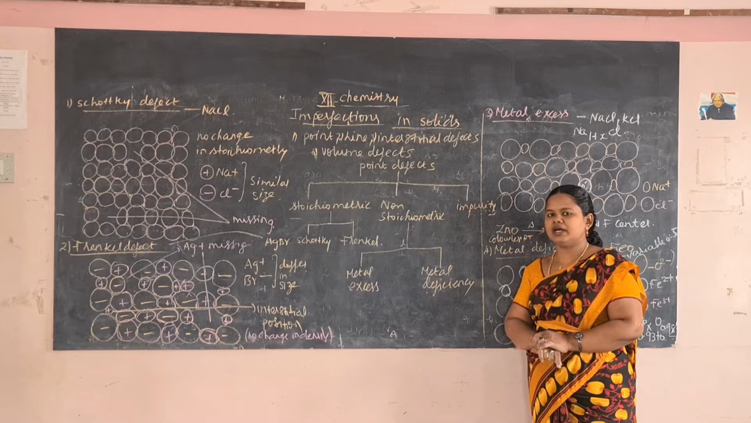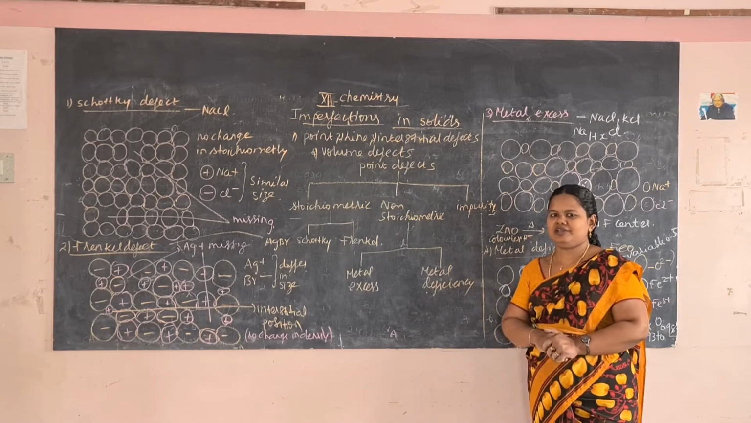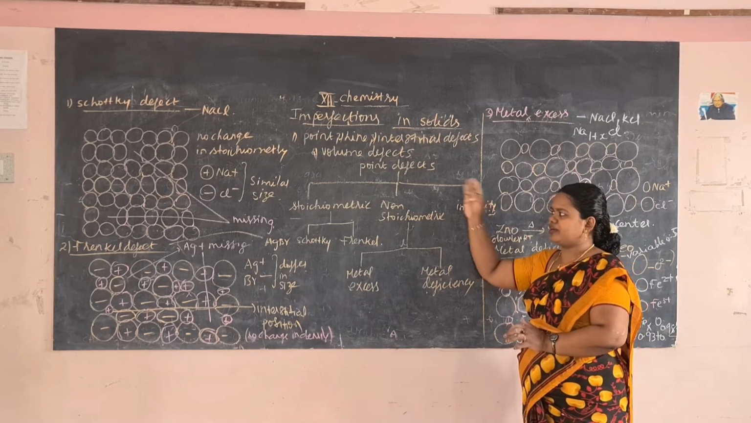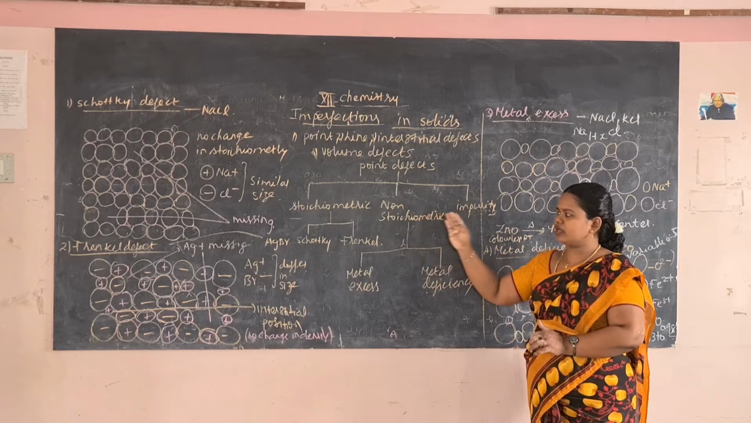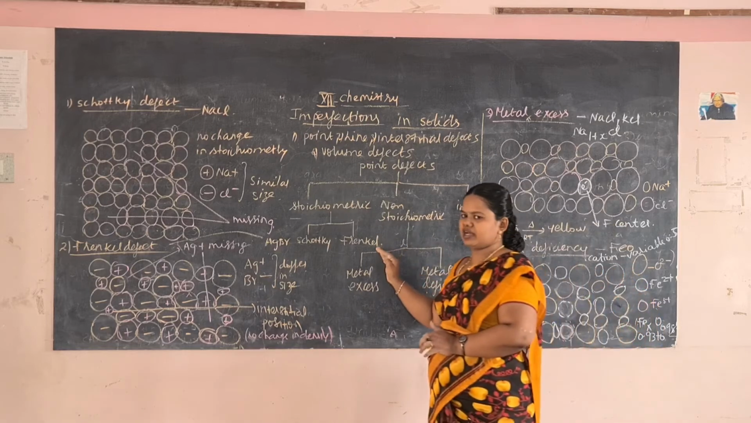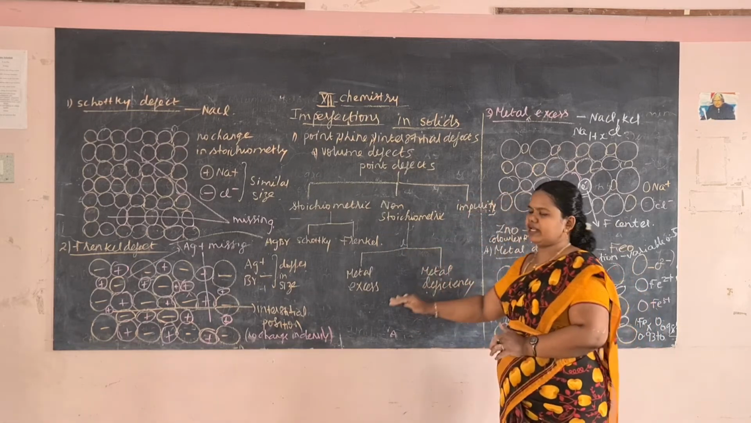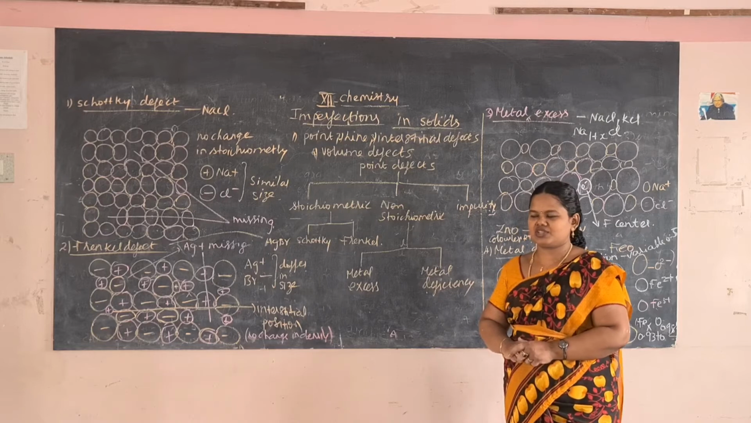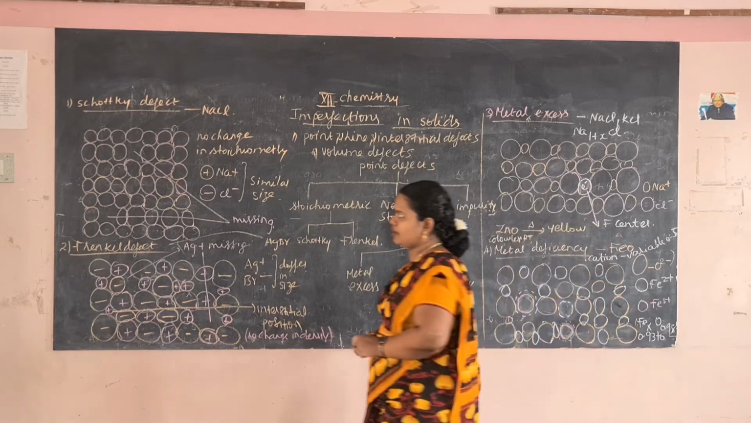We are going to learn these defects in detail. So what is the classification? Point defect is classified into stoichiometric, non-stoichiometric, impurity; stoichiometric into Schottky and Frenkel; non-stoichiometric into metal excess and metal deficiency defect. So first we will learn about the Schottky defect.